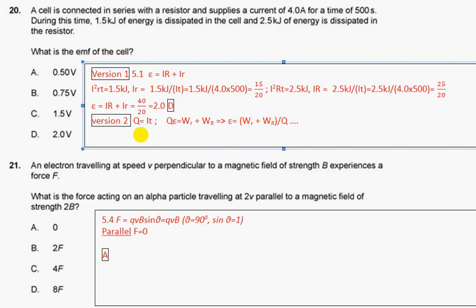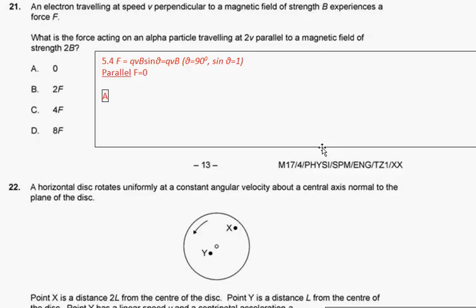Version two tells us how much charge has passed. By definition, EMF is energy per one unit charge. So if the charge is Q, total energy will be QE, and it is equal to the sum of energies dissipated in both resistors. So we divide by charge and we have the same calculations. Done.